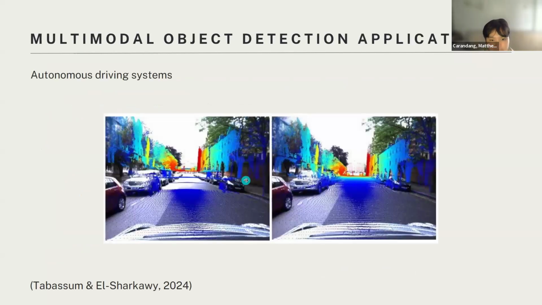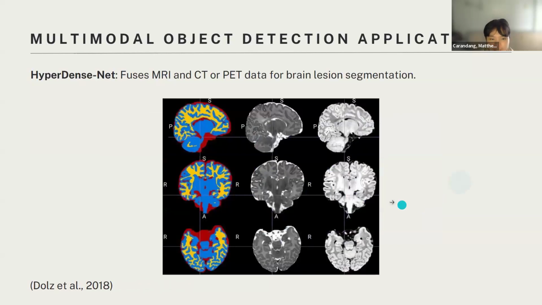So we have autonomous driving systems. Here it's combining image data and LiDAR data. As you can see, it's using image data for different textures and color while still having that perception of depth provided by the LiDAR. And here we have HyperDenseNet, which fuses MRI and CT for brain lesion segmentation.